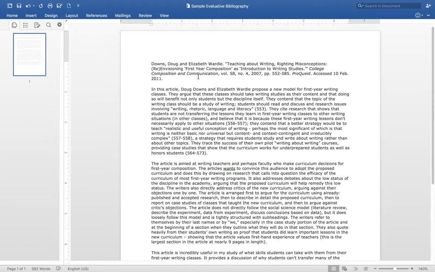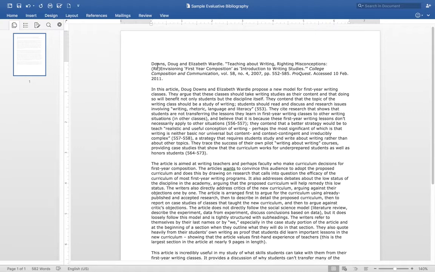So the sample evaluative bibliography, the entry that you have on the assignment sheet on Canvas, is this one from Downs and Wardle. It's an essay called Teaching About Writing, Writing Misconceptions. The subtitle is Re-envisioning First-Year Composition as Introduction to Writing Studies. This is published in the scholarly journal College Composition and Communication, volume 58, number 4 from 2007, on these page numbers. I found it in this database, and this is when I accessed it.